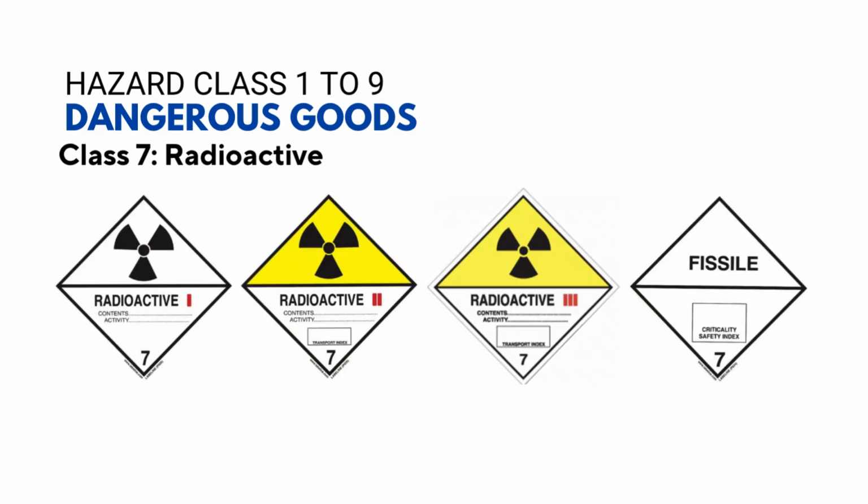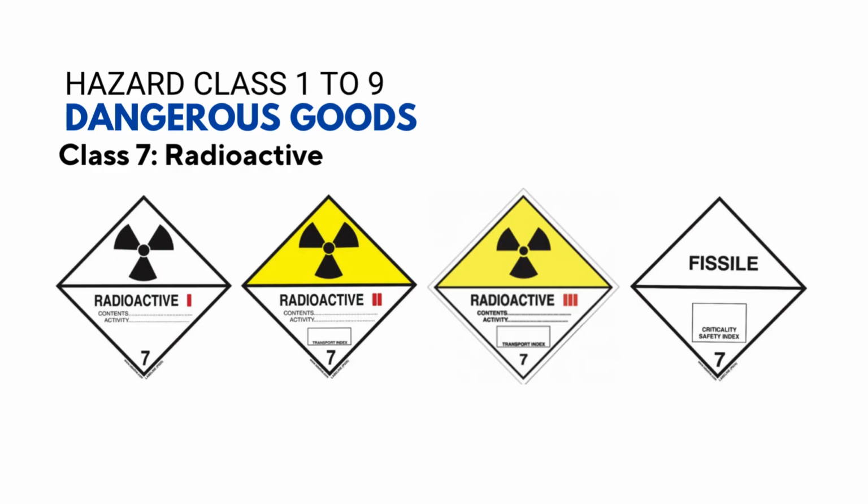Now let's look at Class 7 radioactive materials, one of the most strictly controlled categories of dangerous goods. These substances emit ionizing radiation, which can be harmful to people, property, and the environment if not properly contained. Radioactive materials are used in medicine, industry, and research, for example, in medical imaging, cancer treatment, and nuclear power generation. Class 7 is divided into several categories based on the level of radiation and the type of material.